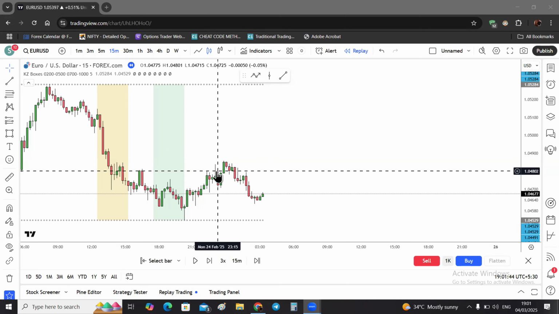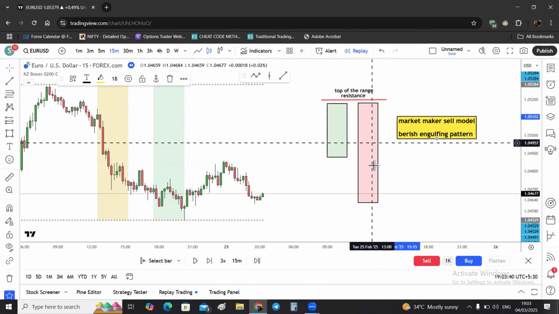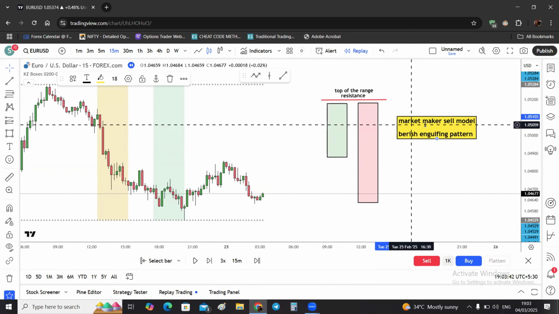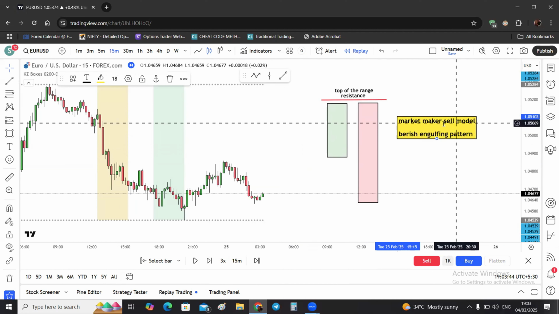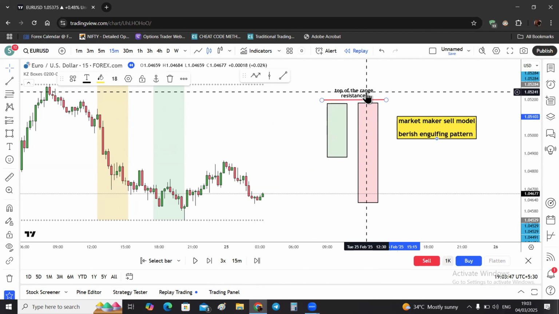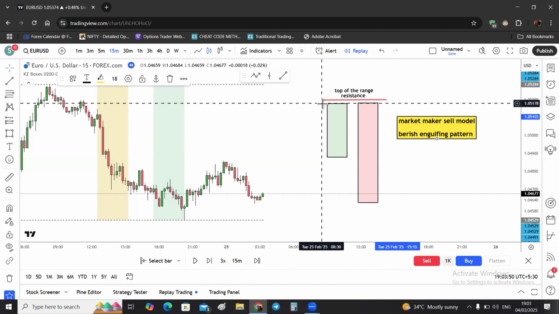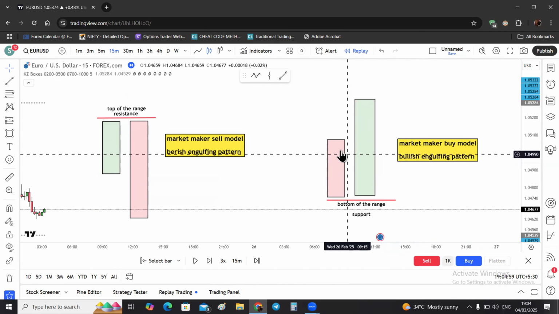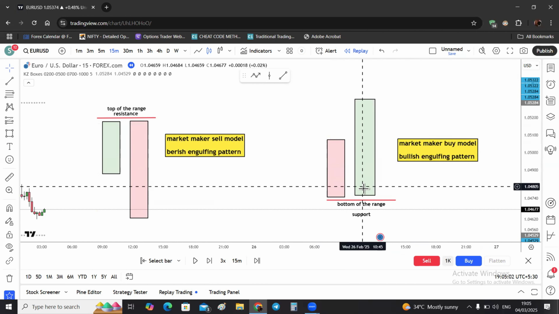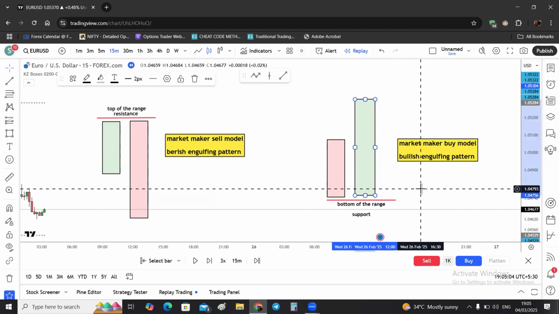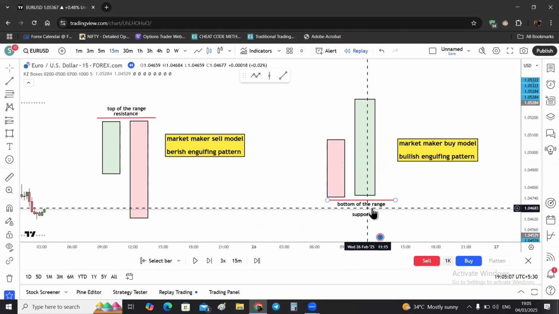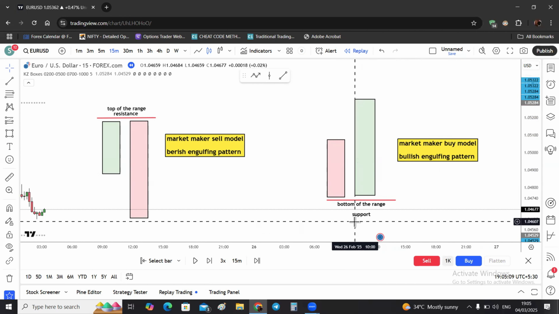Before you execute any trade or do any analysis, you have to wait for a fresh support and resistance to be formed in the market. When you have a bearish engulfing pattern, which is also called the market maker sell model, at that time we have the top of the range, which is also called resistance in the market. When we have a market maker buy model, which is also represented as a bullish engulfing pattern, we have the bottom of the range, which is also called support.